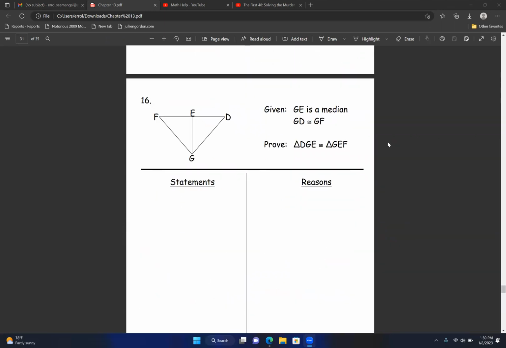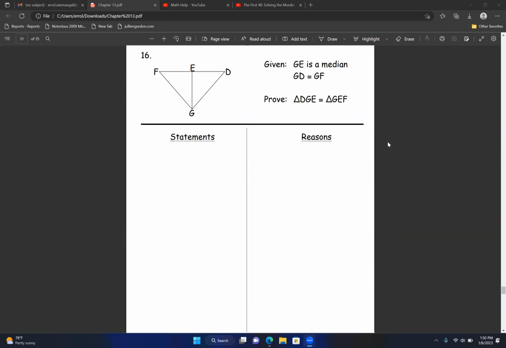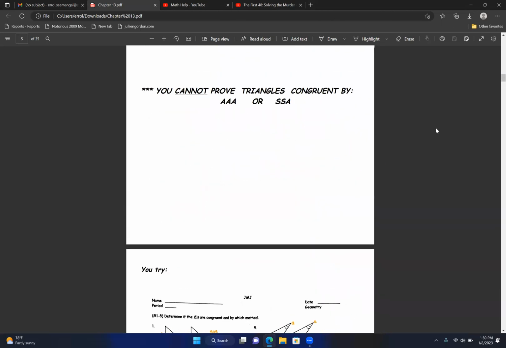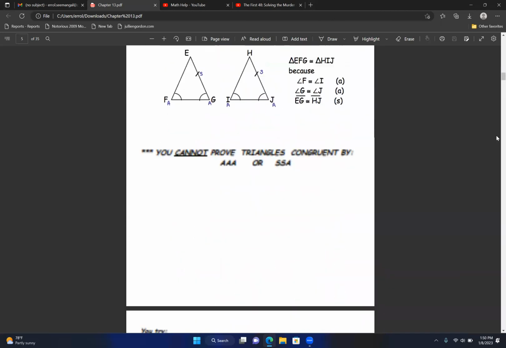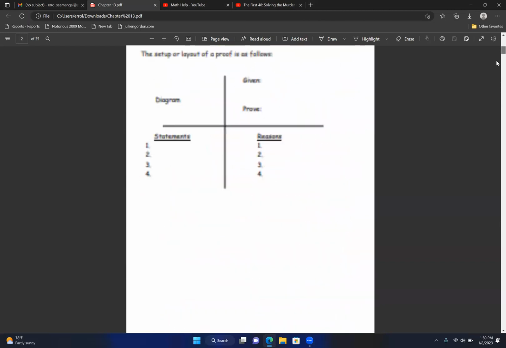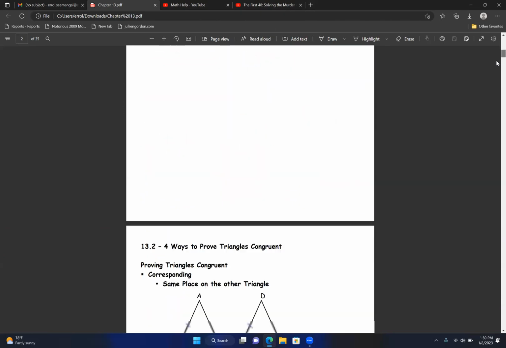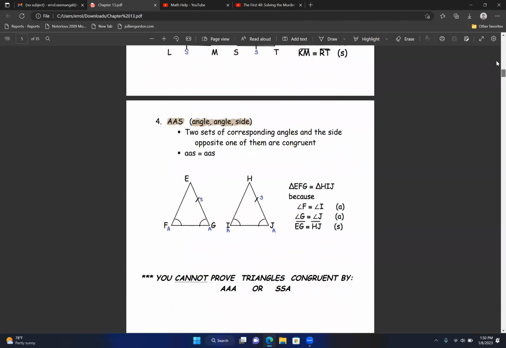All right, what about 16? What does median mean? It's the line that is in the middle of the triangle that is connecting the line between.